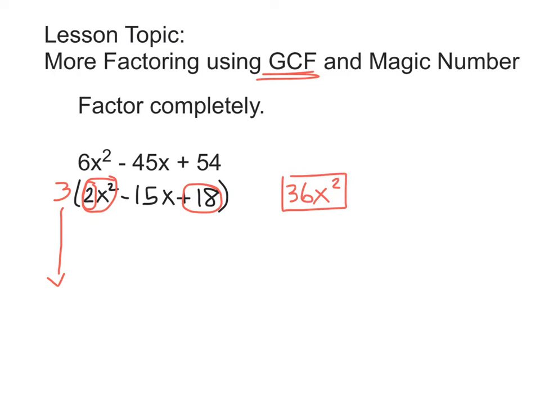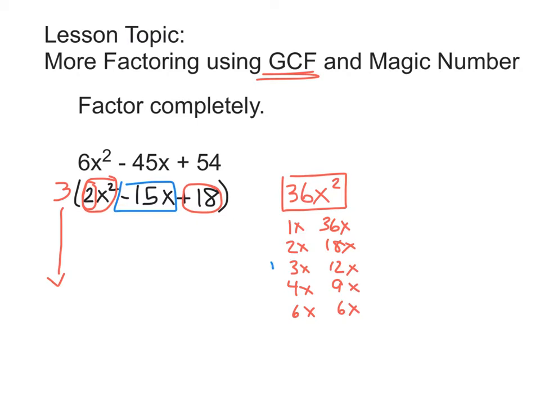Now we do know that 36 is of course divisible by 1, so 1 times 36 is one option. 2 times 18 is an option. 3 times 12 is an option. 4 times 9. It's not divisible by 5, but it is divisible by 6, and it's 6x times 6x. So now our job is to find out which of those adds up to negative 15x.